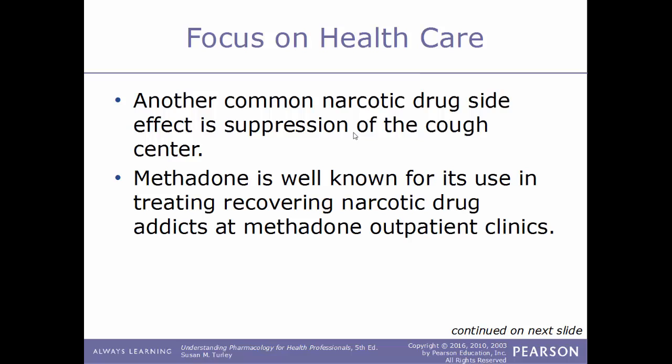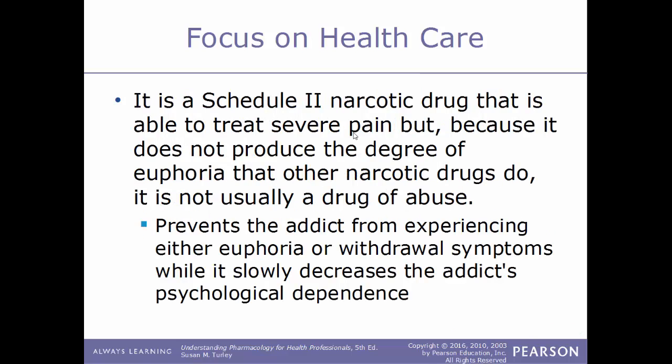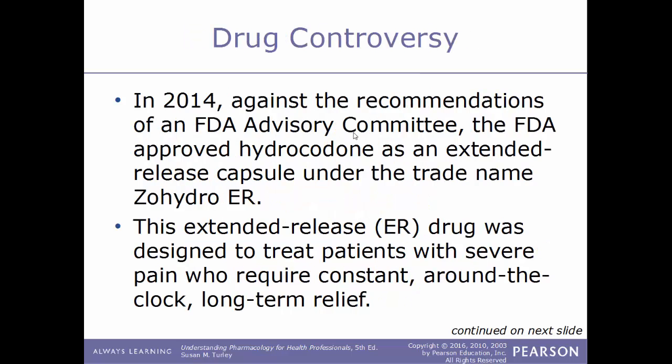Methadone is also well known for its use in treating recovering narcotic drug addicts at methadone outpatient clinics. Now, methadone is a Schedule 2 narcotic that's able to treat severe pain, but because it does not produce the euphoria that other narcotics do, it is not usually a drug of abuse. So this prevents the addict from experiencing either euphoria or withdrawal symptoms, while it slowly decreases the addict's psychological dependence on another drug. Now we'll talk about drug controversy.